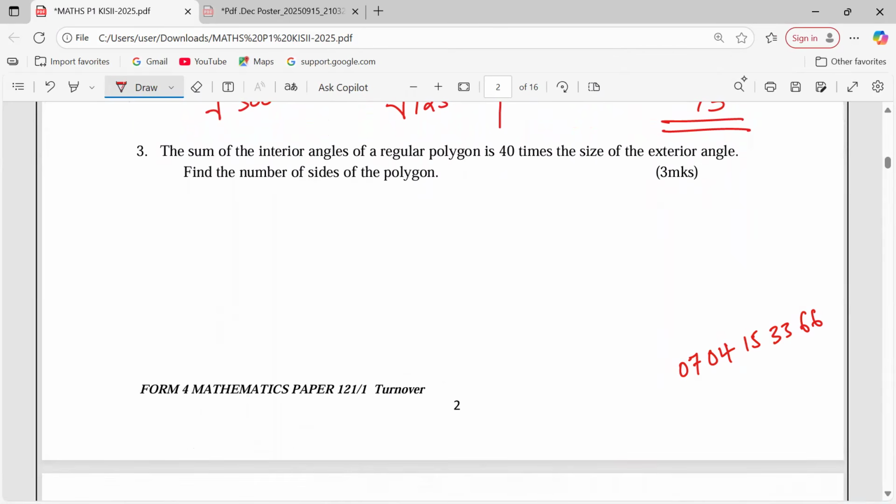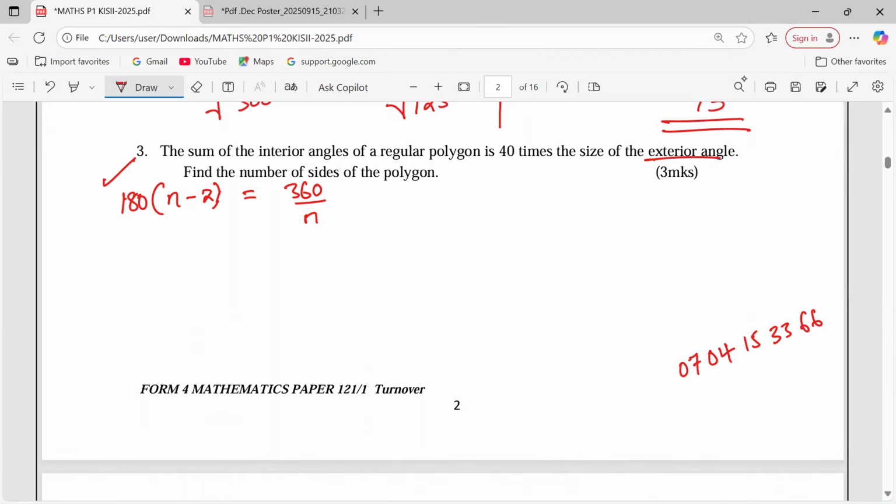Number 3. The sum of the interior angles of a regular polygon is 40 times the size of the exterior angle. Find the number of sides of the polygon. Look at this. The sum of interior angles is usually given by 180 into n minus 2, where n is the number of sides. What is the size of an exterior angle? 360 divided by the number of angles gives us 1 exterior angle.